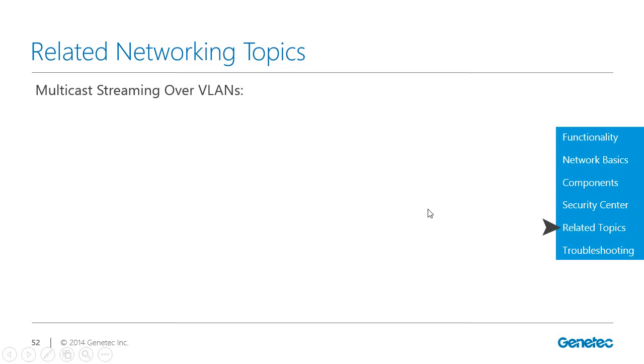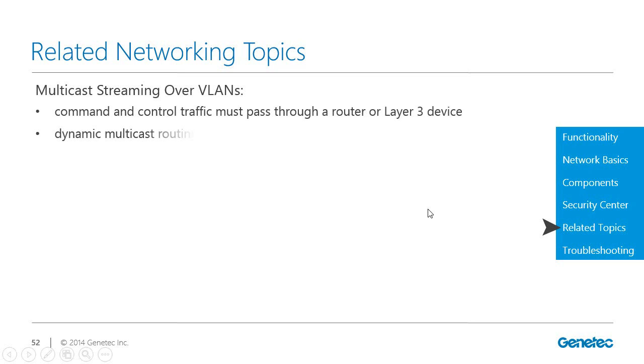Now the next topic I want to cover is multicast streaming over multiple VLANs. If you want to get video to go from one VLAN to another, you'll need to send the command and control traffic through a routing device, either a router or a Layer 3 switch. On the Layer 3 switch, you'll need to make sure dynamic multicast routing is an available option and has been enabled on the switch as well.